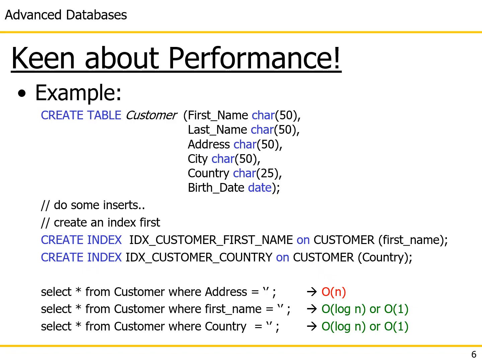The database engine will automatically recognize, or notice the existence of, these indices we created, and it will use the index, consequently giving you either log n or O of 1 performance. Now, for the first query on address, because we didn't create an index, it's still going to run in O of n. So what this tells you is something very important: indices are there for you to use to enhance the performance of executing any query.